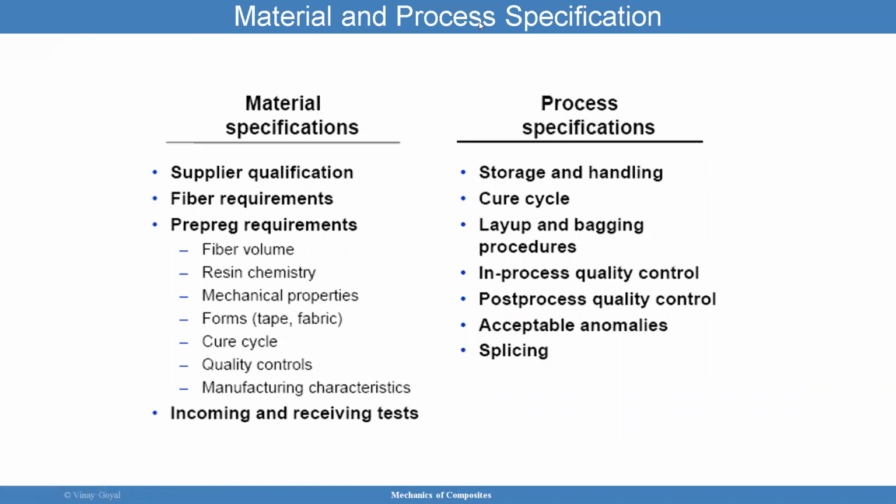And material specifications, we need to look at the supplier qualification. We need to look at the fiber requirements, the prepreg requirements, and the incoming and receiving. So when you receive material, you can check it. Somebody had a question last week whether that is done, and the answer is yes. You have process specifications like storage and handling, cure cycle, layup and bagging, process control, quality control, post-process quality control, and acceptable anomalies being resolved.